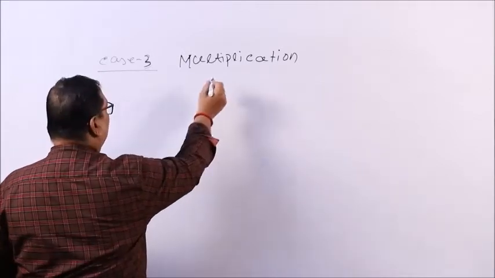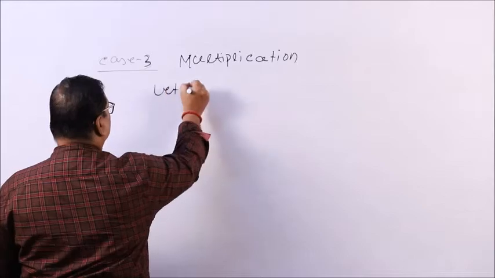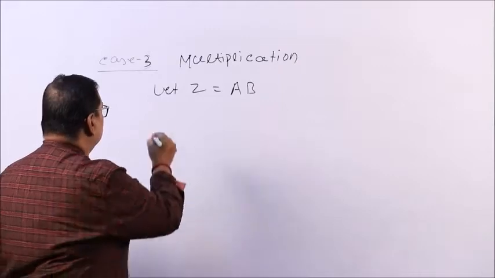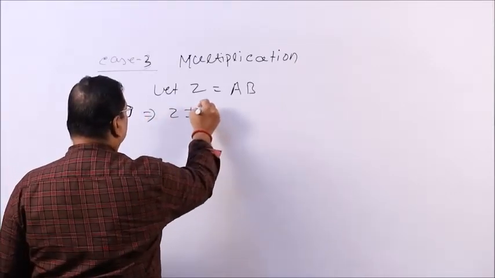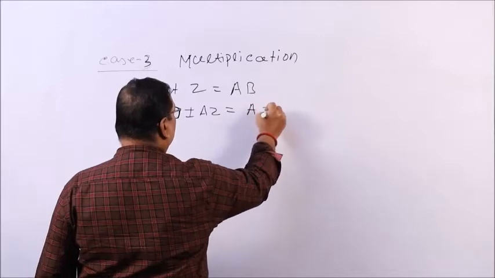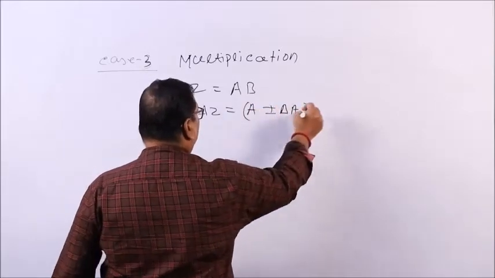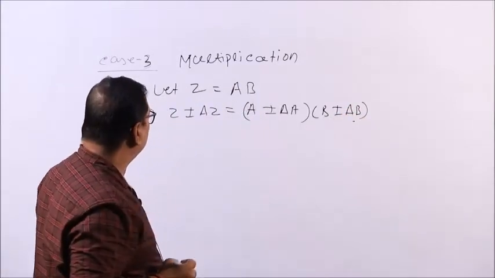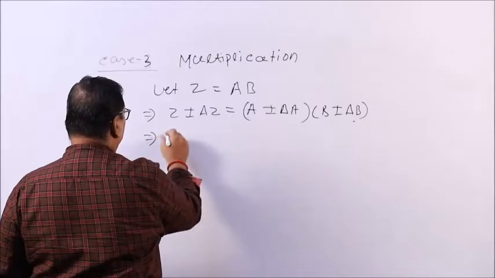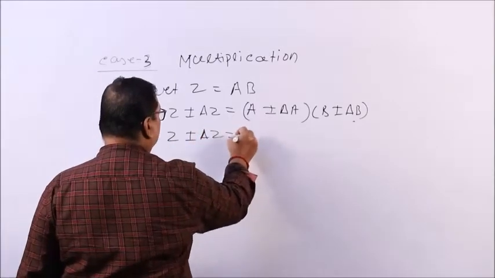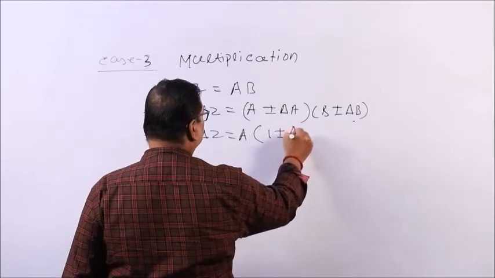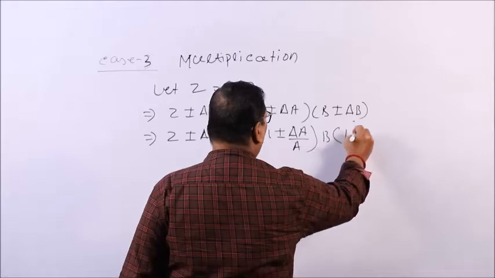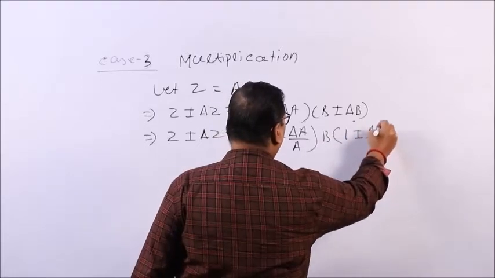So, here according to multiplication, let Z equal AB, A dot B, A into B. This implies Z plus minus delta Z equals A plus minus delta A times B plus minus delta B. I substituted the measured values, then Z plus minus delta Z, you take A common: 1 plus minus delta A by A, and here take B common: 1 plus minus delta B by B.